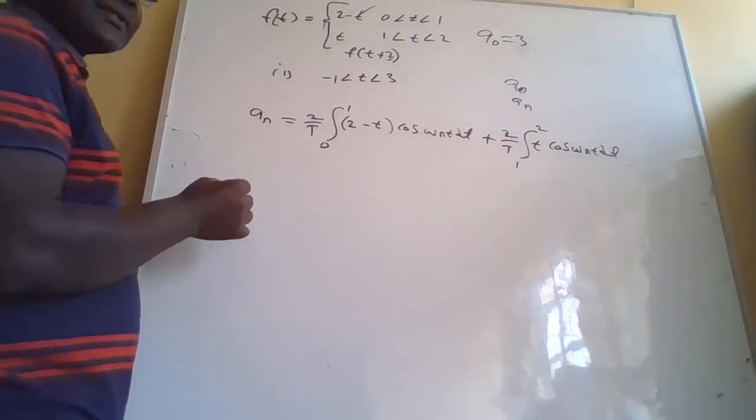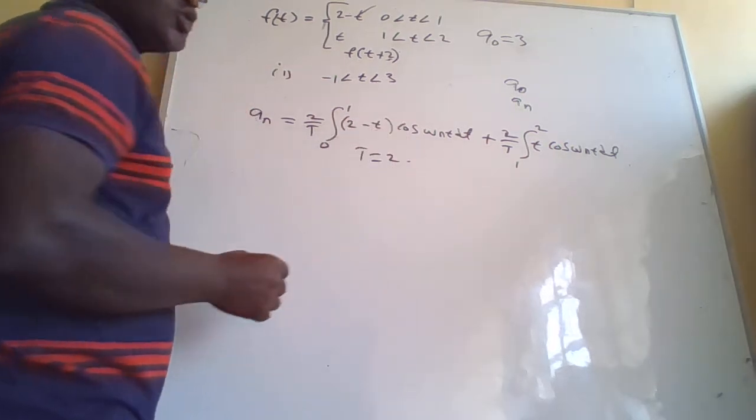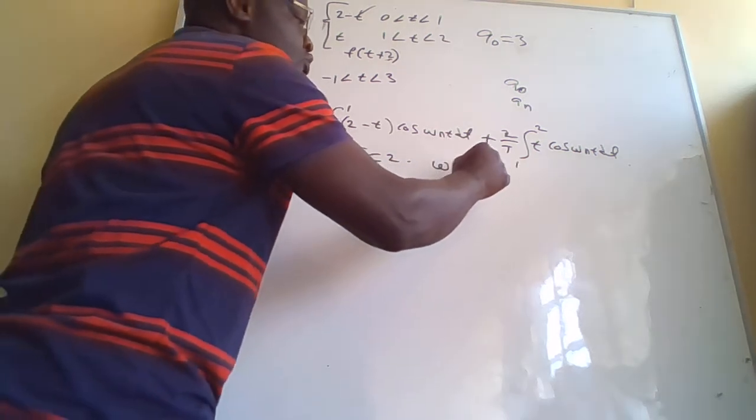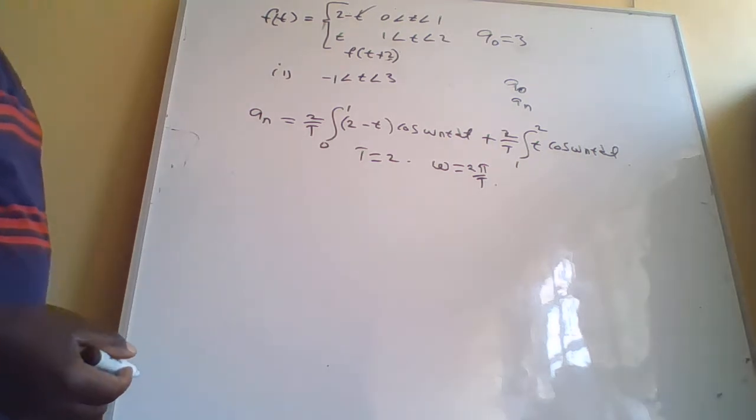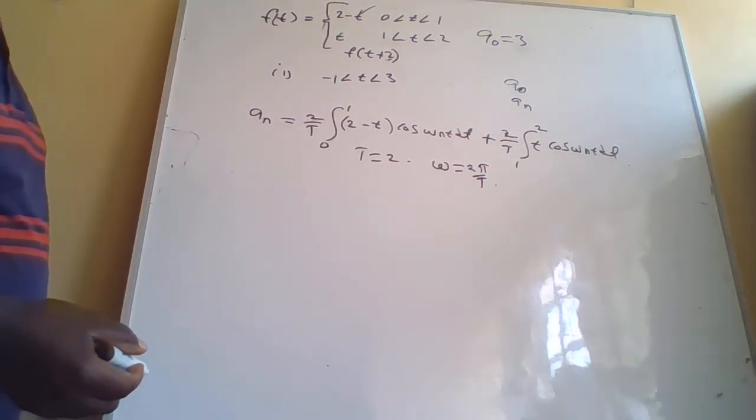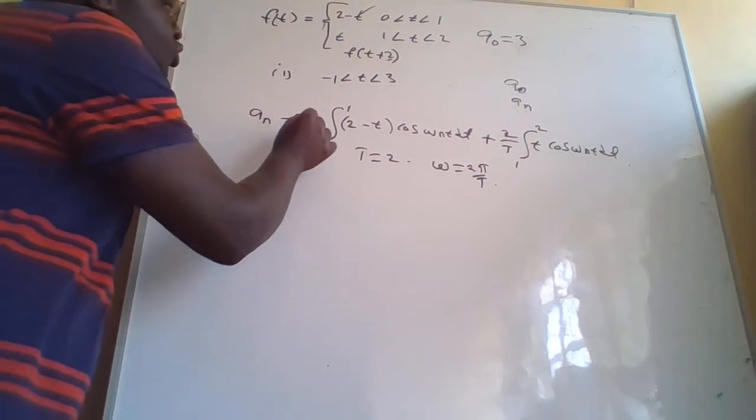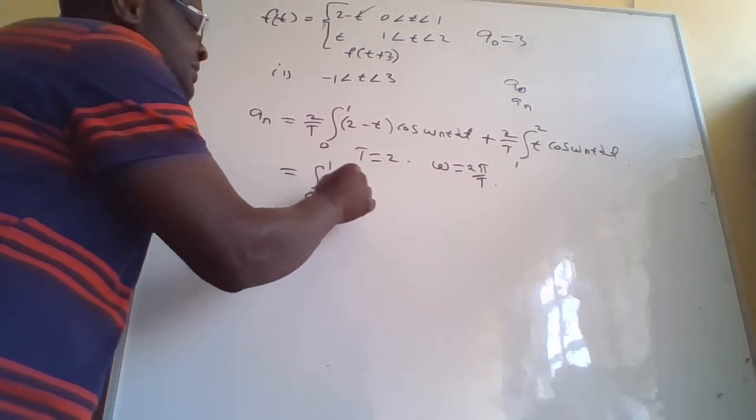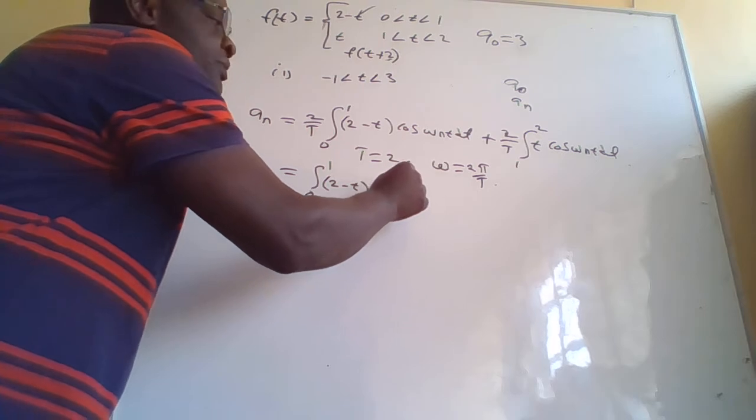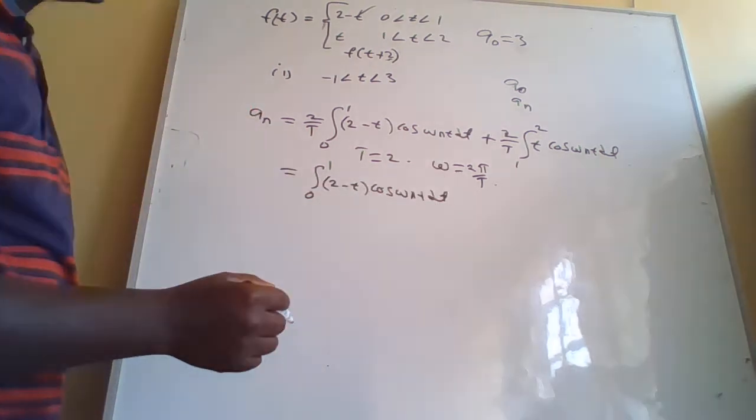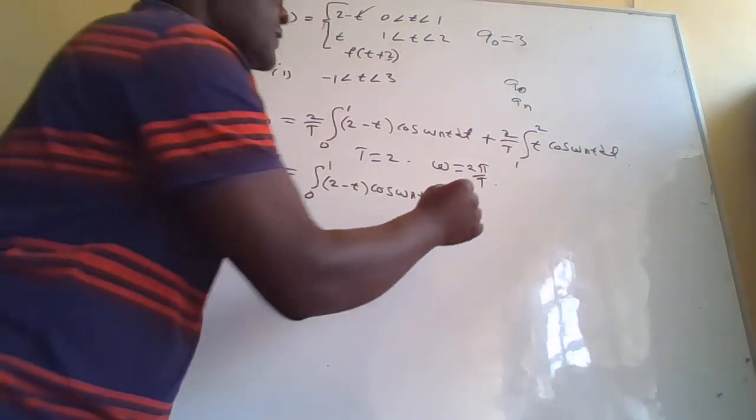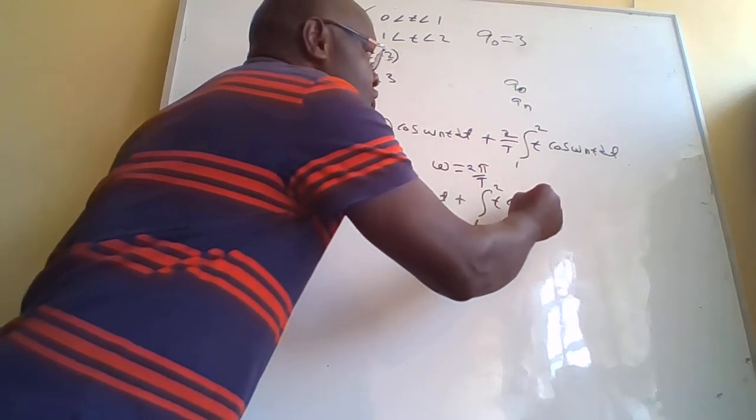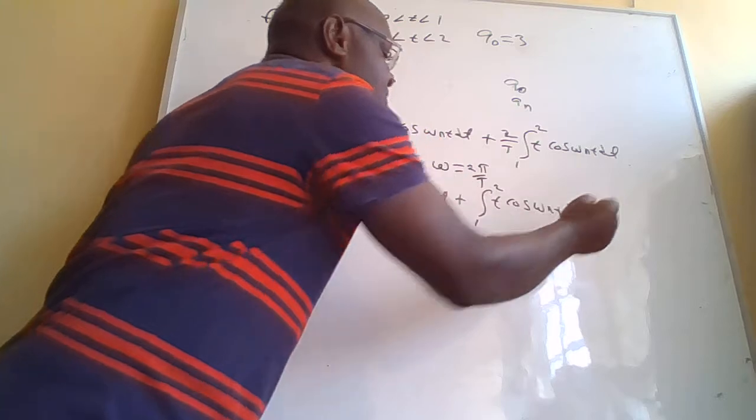But remember, we know that T equals 2, and we must also know that ω is given by 2π over T. Now, this will be equal to 2 over 2, which cancels, so that we have the integral from 0 to 1 of (2 − t) cos(ω_n t) dt, plus, we are integrating from 1 to 2, t cos(ω_n t) dt.